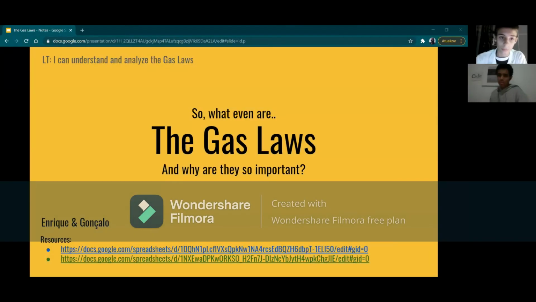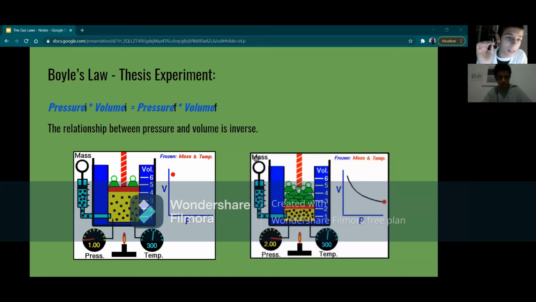So what even are the gas laws? And why are they so important? To answer such question, we must first look at Boyle's law, which states that the relationship between pressure and volume is inverse. That means when one increases, the other decreases and vice versa.